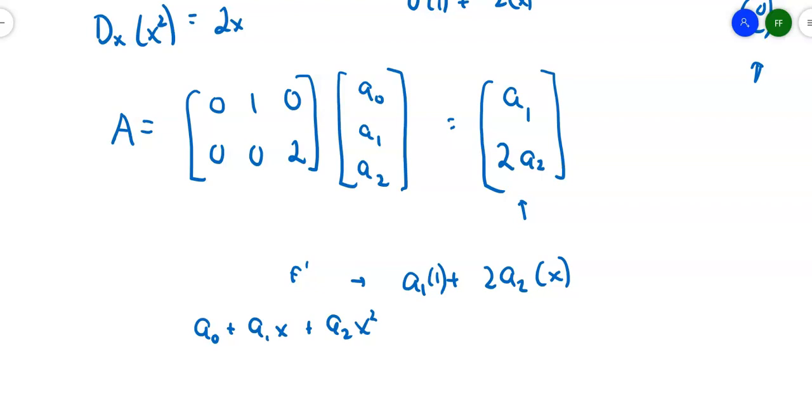So the original one contained 1, x, and x squared. The new basis contained 1 and x. We did a transformation that included the old and the new, and we came up with a matrix that will let us essentially take the derivative of a function. Pretty neat.